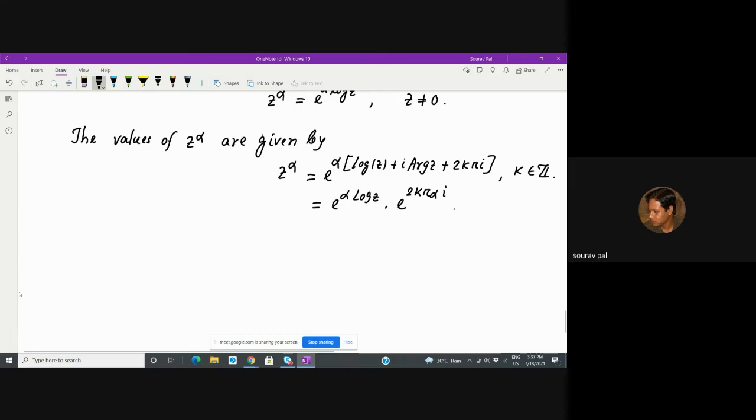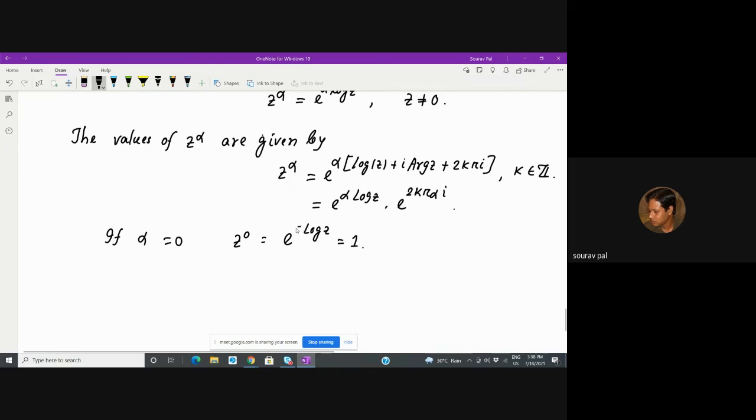Now the point is that when alpha is an integer, for example if alpha is 0, then z to the alpha is just e to the alpha log z, and it is single valued. What is that? That is just 1, right? That is 0, and that is 1.